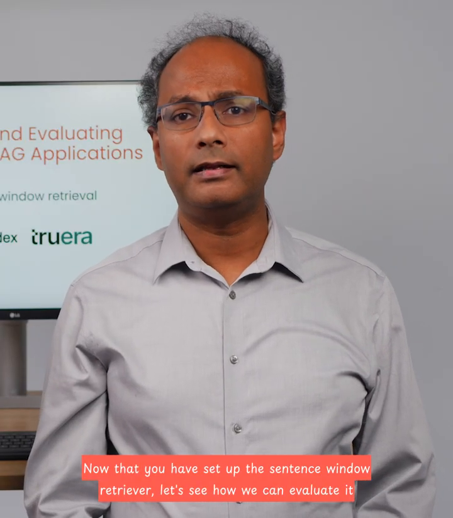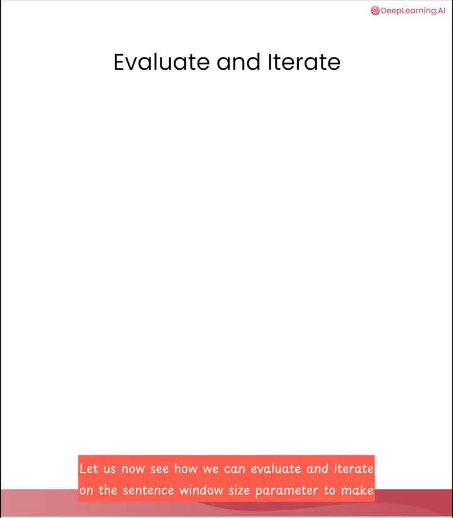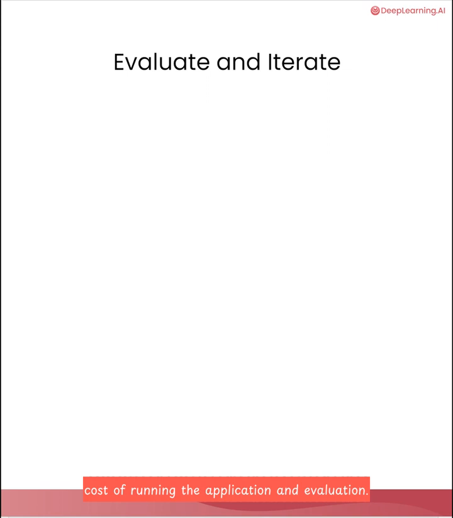Thanks, Jerry. Now that you have set up the sentence window retriever, let's see how we can evaluate it with the RAG triad and compare its performance to the basic RAG with experiment tracking. Let us now see how we can evaluate and iterate on the sentence window size parameter to make the right trade-offs between the evaluation metrics or the quality of the app and the cost of running the application and evaluation.